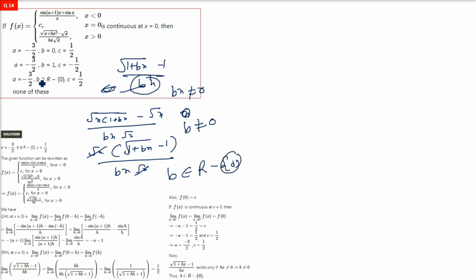So this is b. A is minus 3 by 2, B is real numbers minus 0, and C is 1 by 2. So third option is correct. This is your answer.